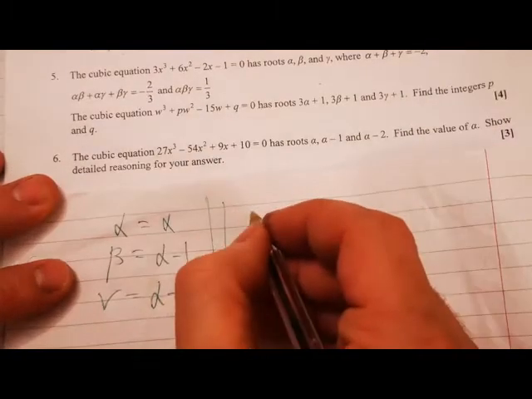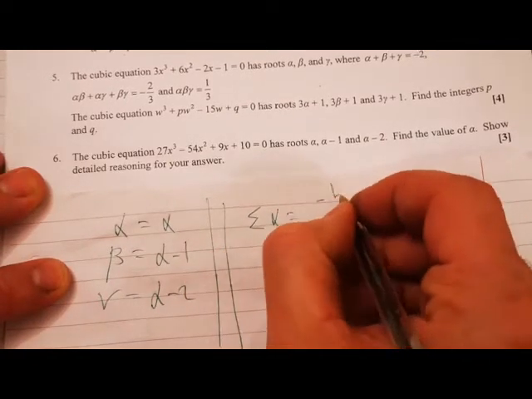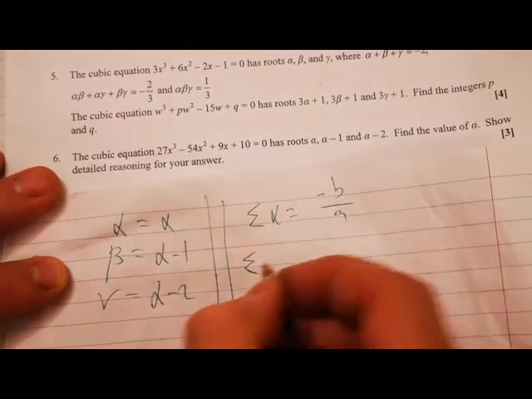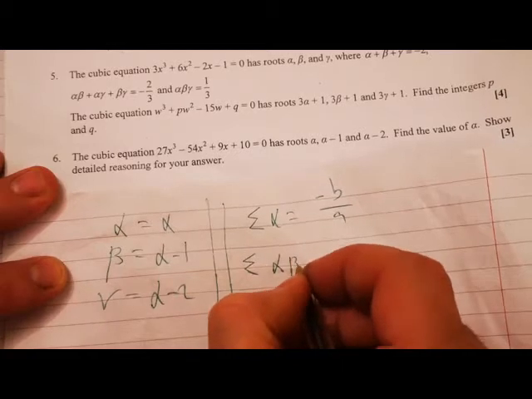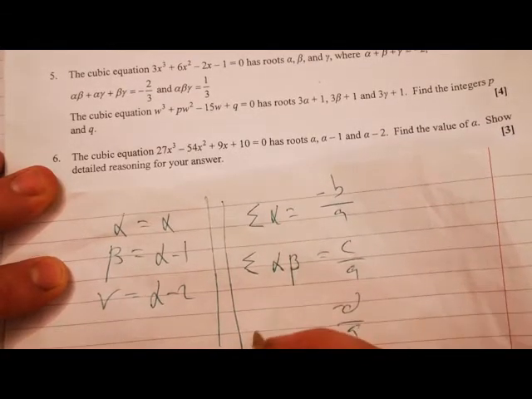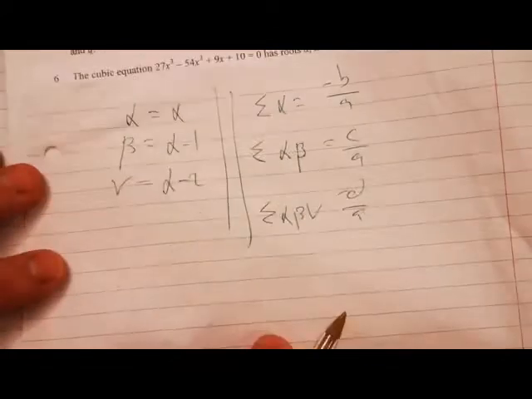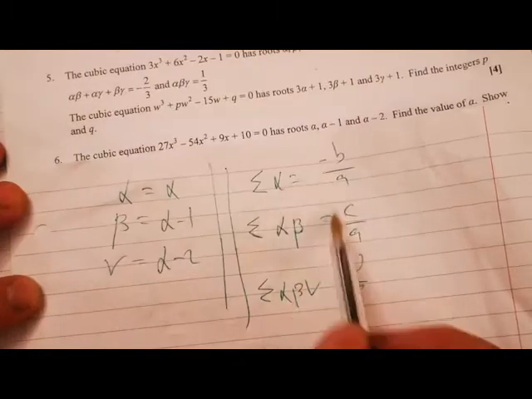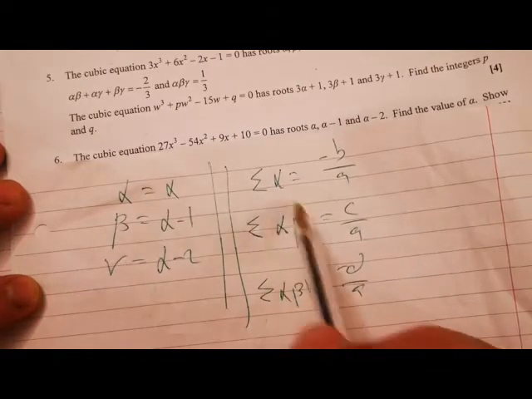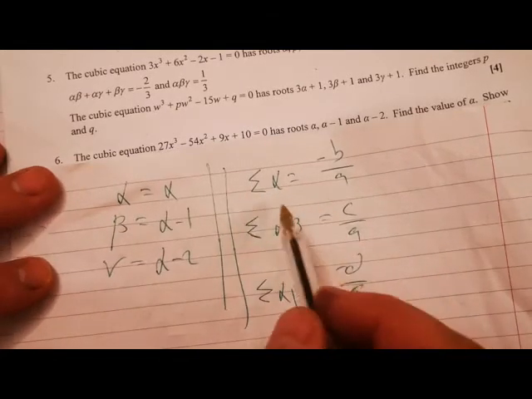You have the same equations we normally do, which is the sum of your singulars is going to be minus b over a. The sum of two of them at a time is going to be c over a, and the product of all three of them is going to be minus d over a. Now we've actually got numbers we can sub into these, so these aren't unknowns, these are all whole numbers. It doesn't really matter which one you do, but let's do the sum of singulars.